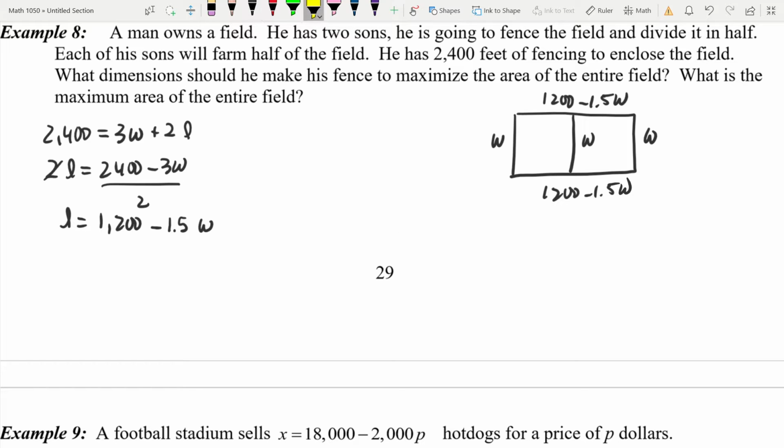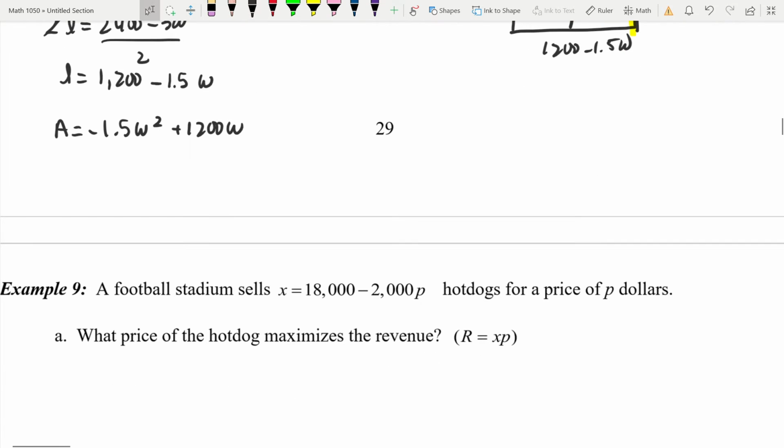Okay, now area is this times this. So let's just say area equals, you guys, I think you can do that in your head, right? 600 times W and negative 1.5 W times W, that's negative 1.5 W squared plus 600 W. I just multiplied this by this. Now I'm going to go, H is negative B over 2A. That's negative 600 over 2 times negative 1.5.